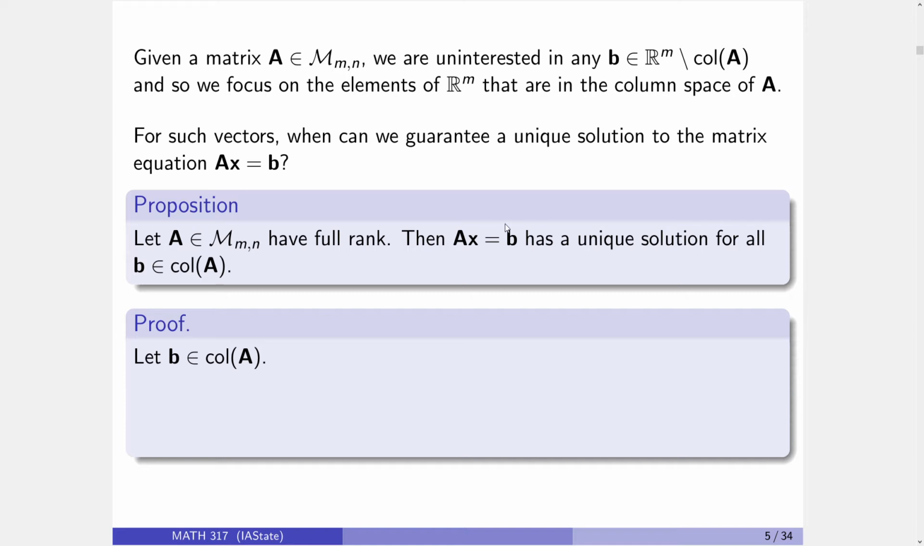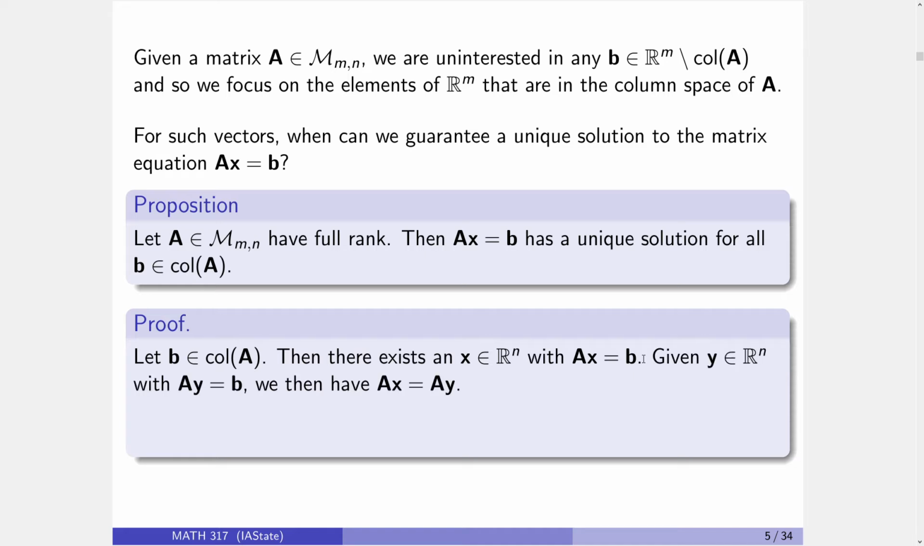Okay, so let b be in the column space. So if you're in the column space, that means there is a solution to your linear system of equations. So there is an x so that Ax is equal to b. That is, by definition, what the column space is. All right. So what we want to verify now is that if there is another solution, it actually has to equal x. So take another y that's a solution to Ax equals b. All right. Well, Ax is equal to b, Ay is equal to b, so Ax is equal to Ay.